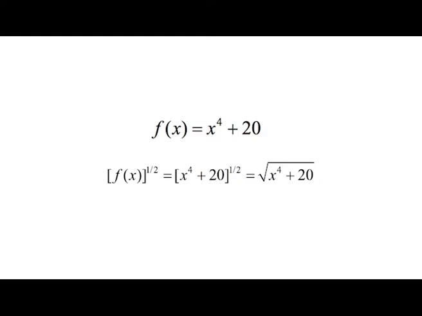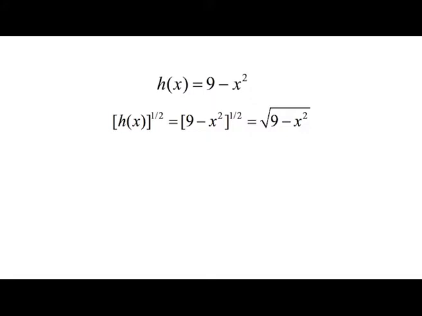Functions such as polynomial functions that are continuous for all real numbers, that is on the open interval negative infinity to infinity, are said to be continuous everywhere. As f of x equal to x to the power 4 plus 20 is continuous everywhere, by the power rule f of x to the power 1 upon 2 equal to x to the power 4 plus 20 to the power 1 upon 2 equal to square root of x to the power 4 plus 20 is also continuous everywhere.